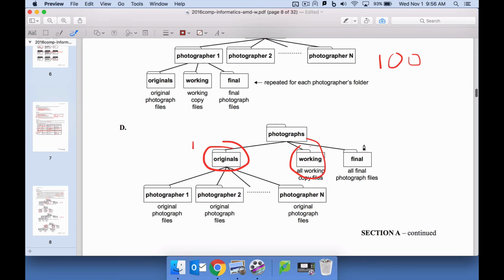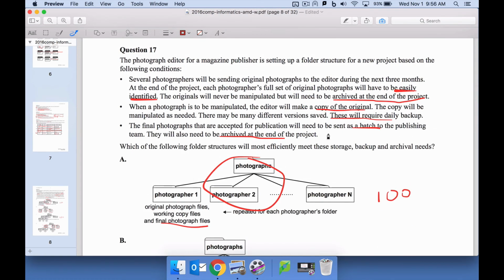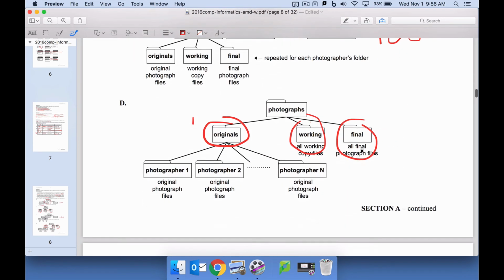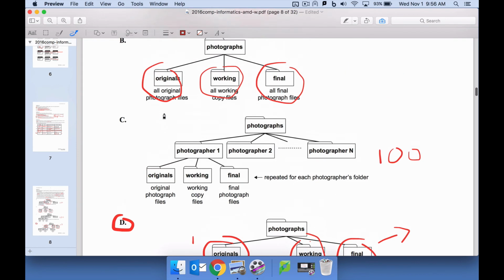And then we have the final, which is suited to this last point because we would need to send the batch to the publishing team and they would be all together there and very easily accessible and easy to send to someone, instead of again having to go into each folder of each photographer. So the answer looks to me to be D.